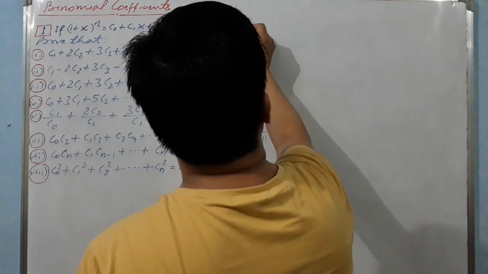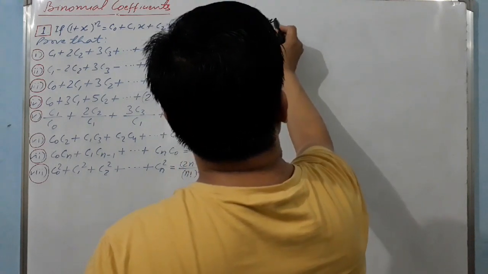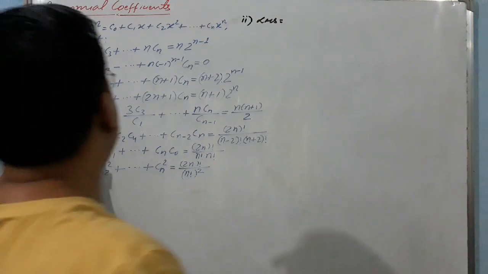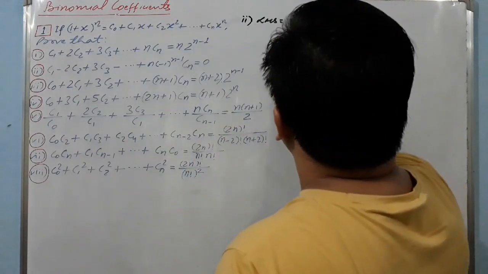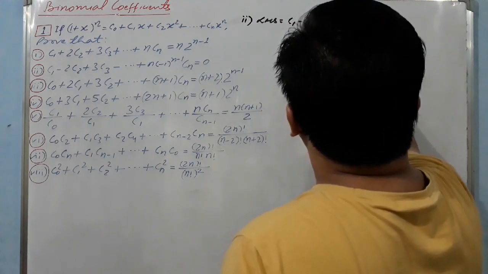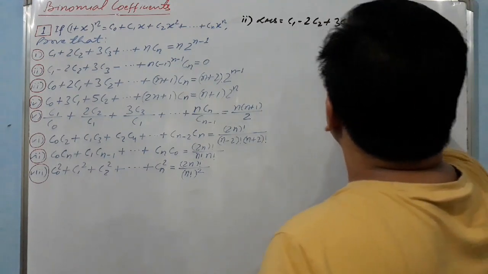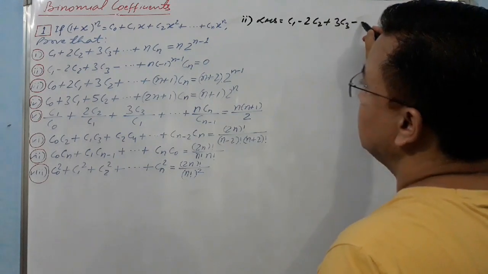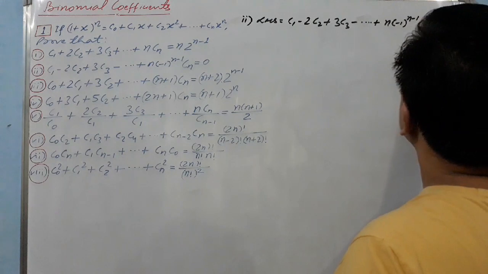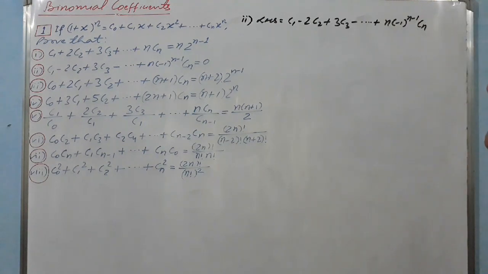Second question. Left hand side: I'm taking C1 minus 2C2 plus 3C3 minus dot dot, plus (minus 1) raised to power n minus 1 times n Cn. I've taken the left hand side of the second part of the first question.